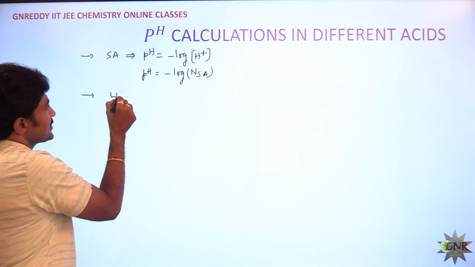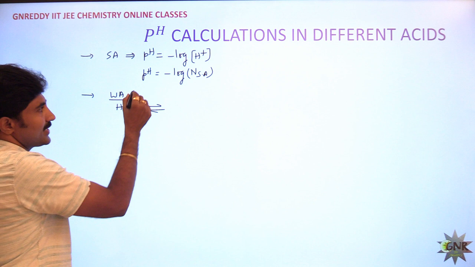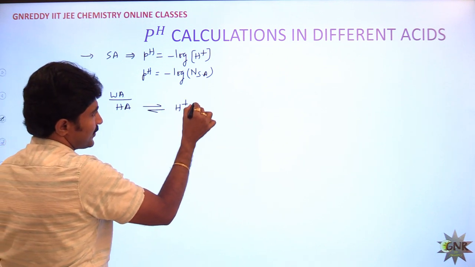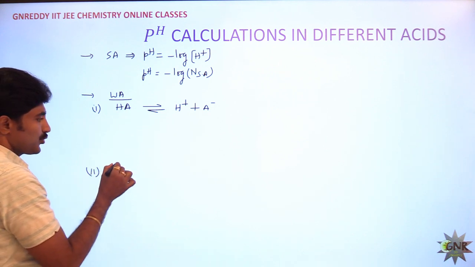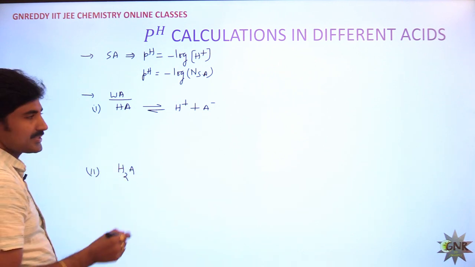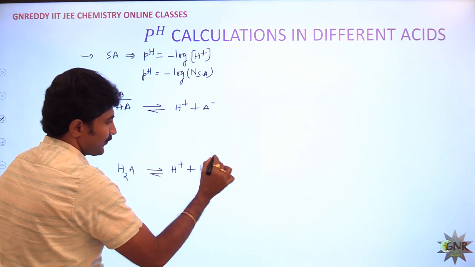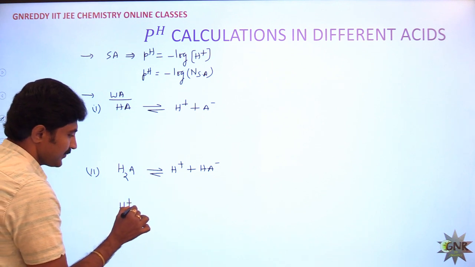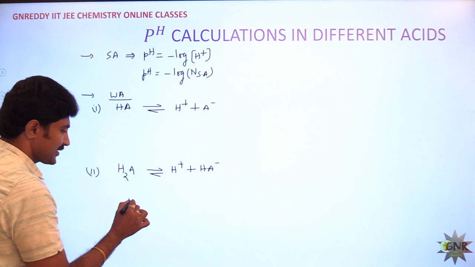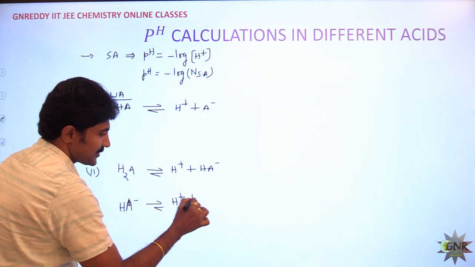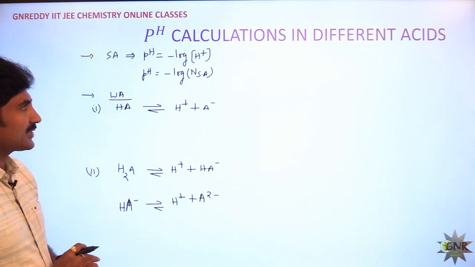And if you look at weak acids, there is the HA model. This is the monoprotic acid. So this gives H plus plus A minus, whereas the H2A model is the weak diprotic acid. It gives 2 dissociations, and in the second step HA minus gives H plus plus A2 minus. So this is a weak monoprotic acid, and this is the weak diprotic acid.